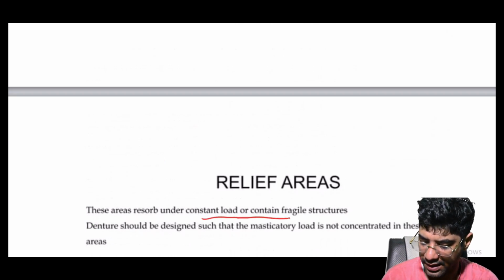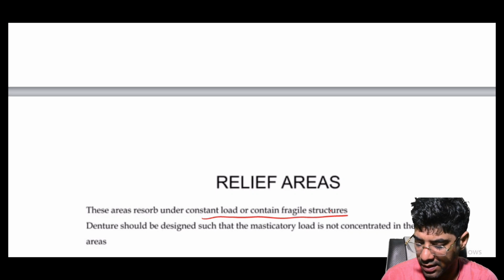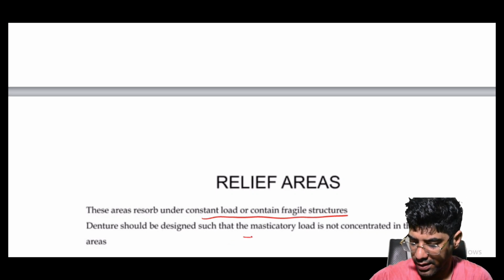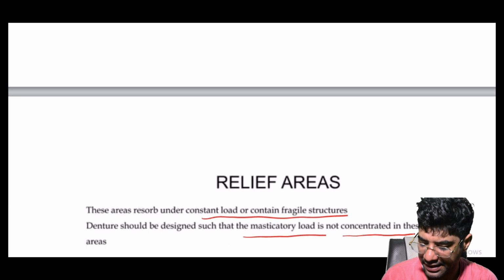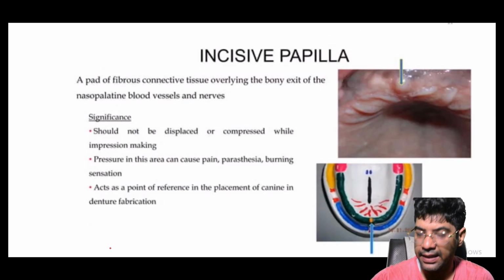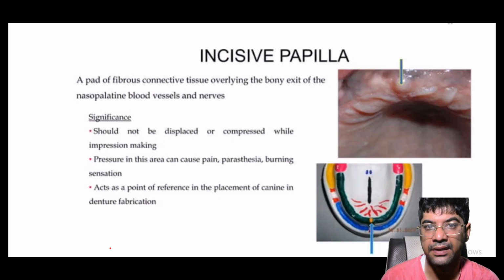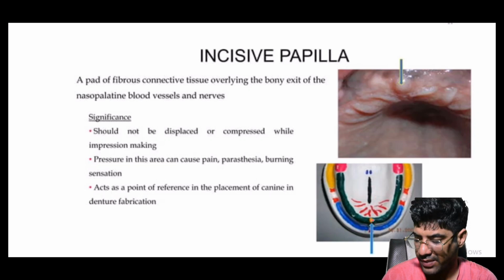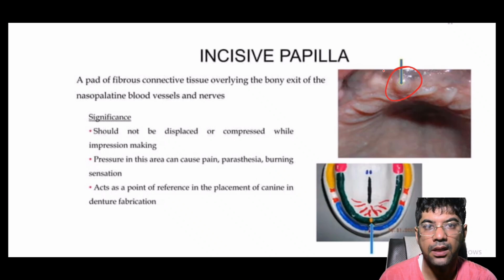Now coming to the relief areas. These areas cannot resist constant load, so the denture should be designed such that the masticatory load is not concentrated in these areas. So what are the relief areas? The first is the incisive papilla. The incisive papilla is a midline structure. This one is the incisive papilla.